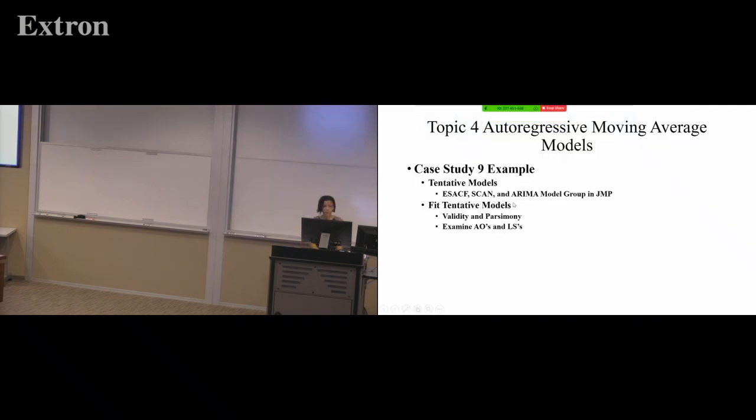So what we're going to do after the break is look at the models suggested by extended sample autocorrelation function, scan, and the ARIMA model group in JMP. Take those tentative suggestions for P's and Q's and fit the models. Once we have those, it's going to end up being 6 fitted models. We'll look at whether they're valid or parsimonious. And if they are, we'll take a couple and look at the additive outliers and the level shifts. And that's what we're going to do after the break. It is 7:54, so let's reconvene at 8:05, and keep moving.